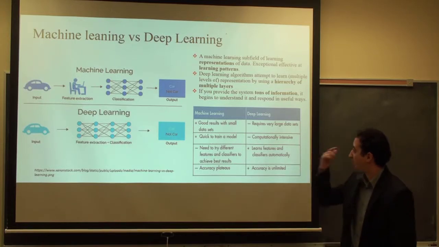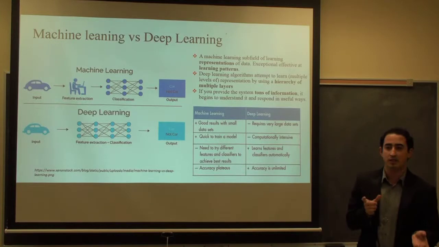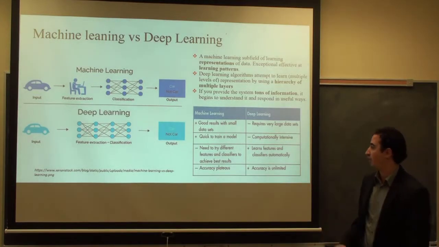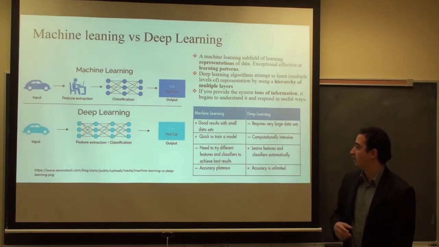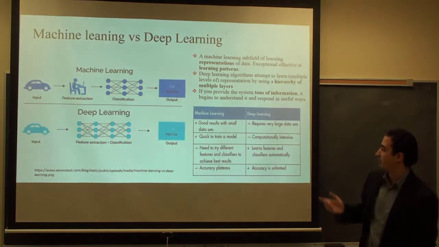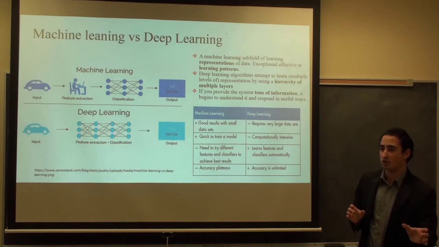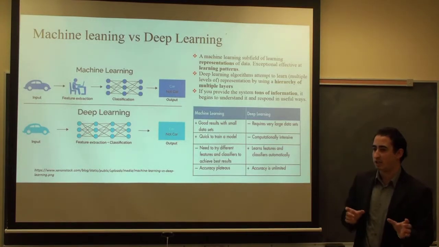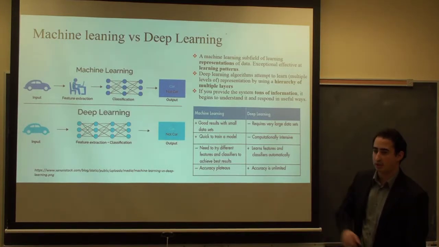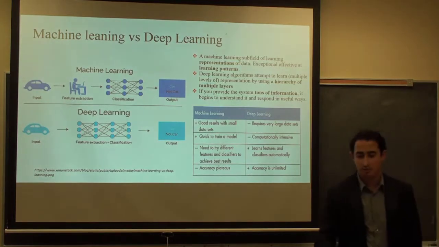And in this table, we see the difference between both of them. Machine learning only needs small data, but deep learning needs a lot of data if you want to train. Machine learning is quick to train, but deep learning is computationally intensive. As we see in the picture, machine learning has the feature extraction and the classification separate, but deep learning has both at the same time. And the accuracy is limited, but in deep learning, the accuracy is unlimited.